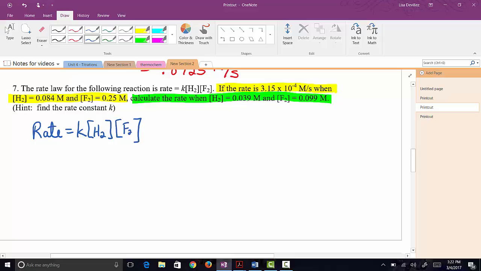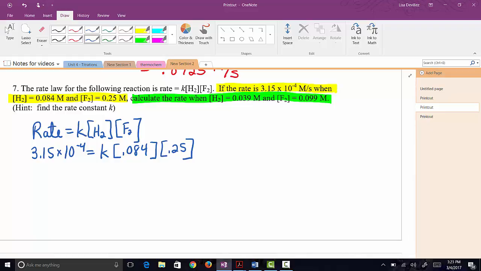Rate equals k [H2][F2]^2. I have a rate of 3.15 times 10 to the minus 4. That's going to equal k times 0.084, and then the fluorine is 0.25. So 3.15 times 10 to the negative 4th, and I'm going to divide by 0.084 and 0.25. So I'm getting that k is 0.015. Now, because we have molarity squared, the units will be 1 over seconds times molarity, right?